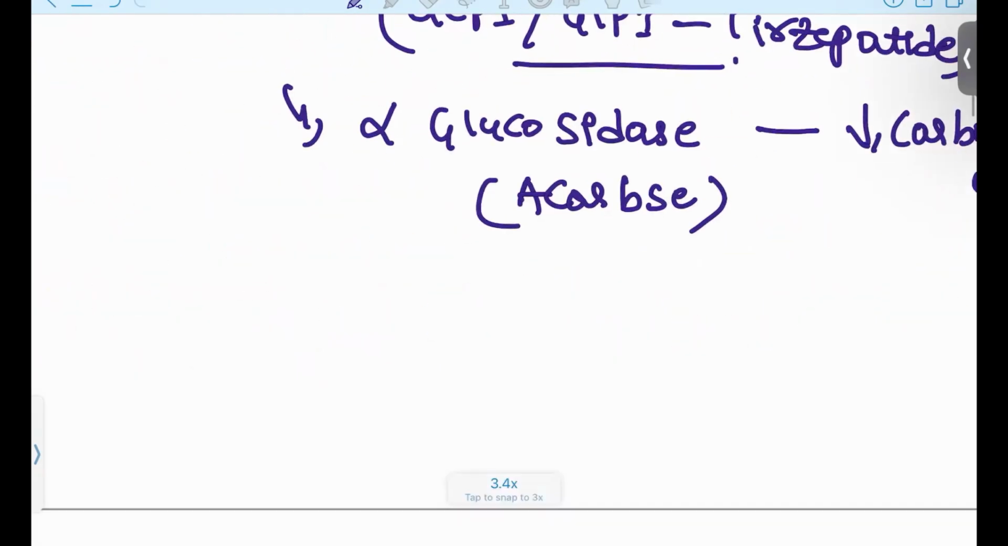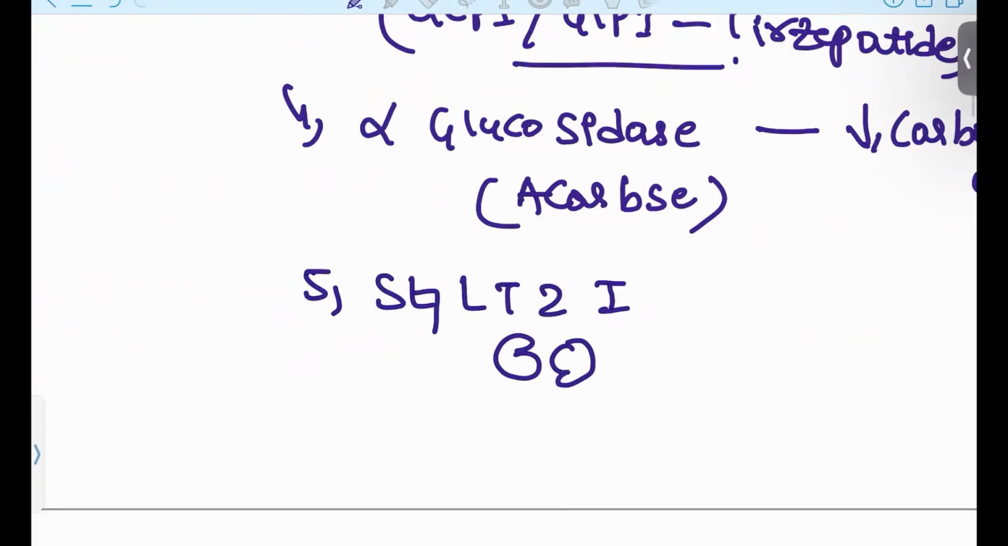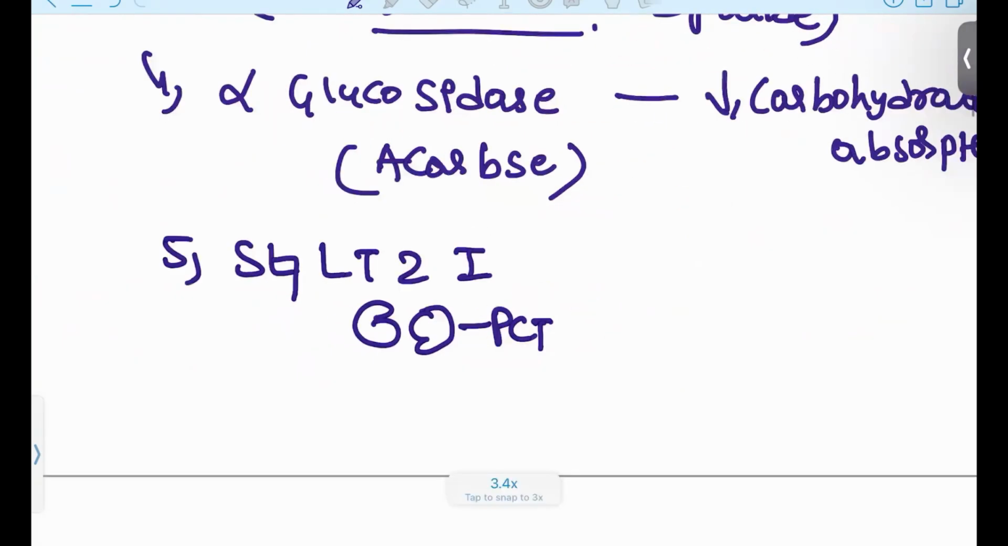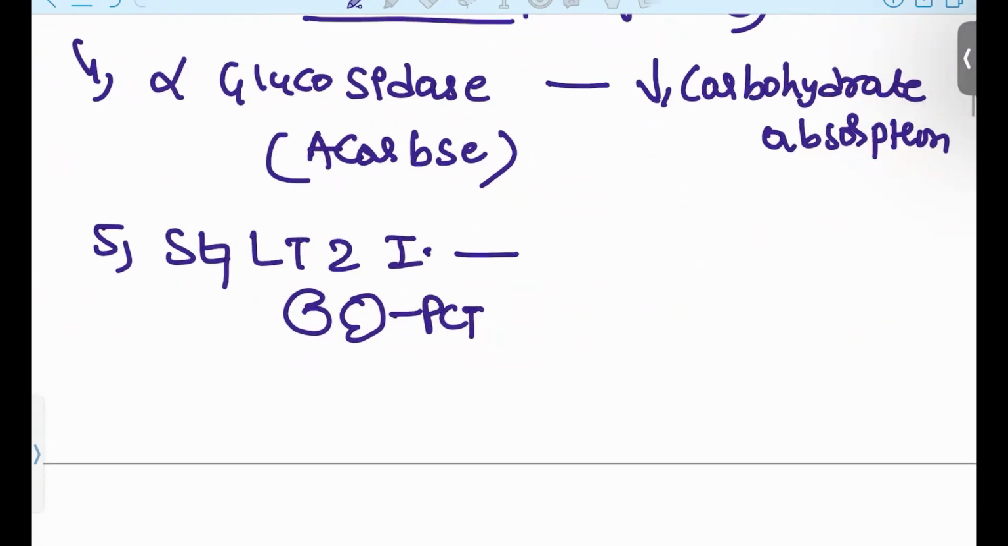Next one is your SGLT2 inhibitors. These SGLT2 inhibitors work on the kidneys at the PCT level. What happens? These inhibitors will cause glycosuria.